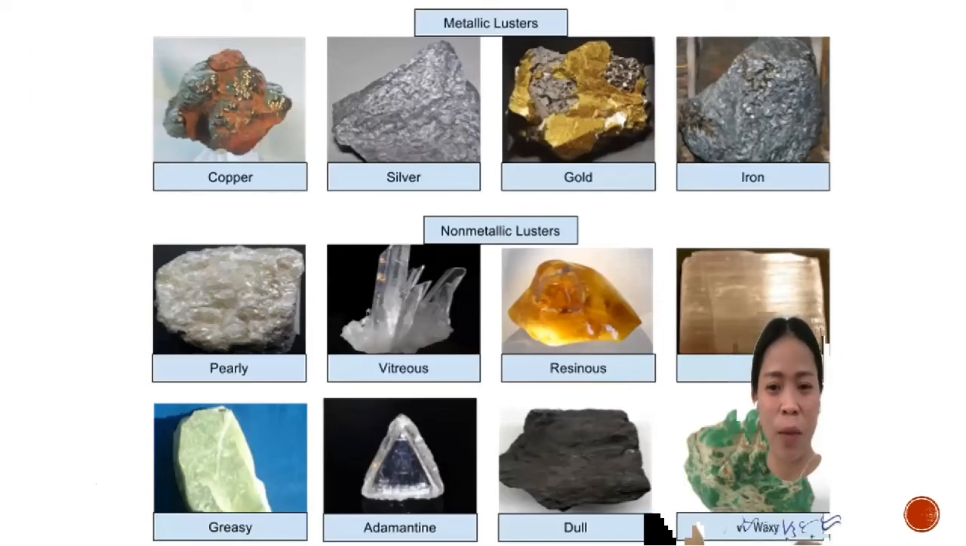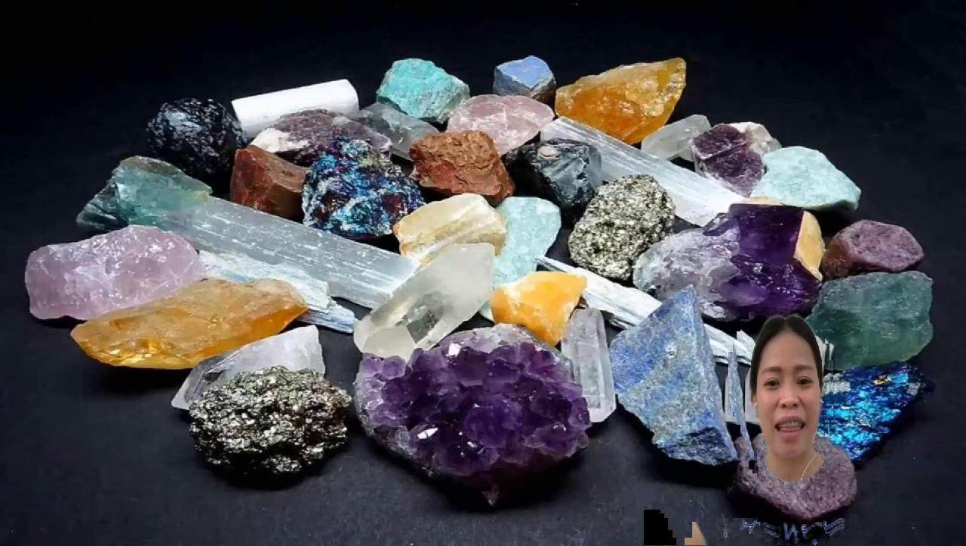Let's look at the following minerals. Copper, silver, gold, and iron are said to be metallic lusters, while non-metallic lusters include pearly, vitreous, resinous, dull, greasy, waxy. These minerals on the screen show the different luster of the mineral or the rock.